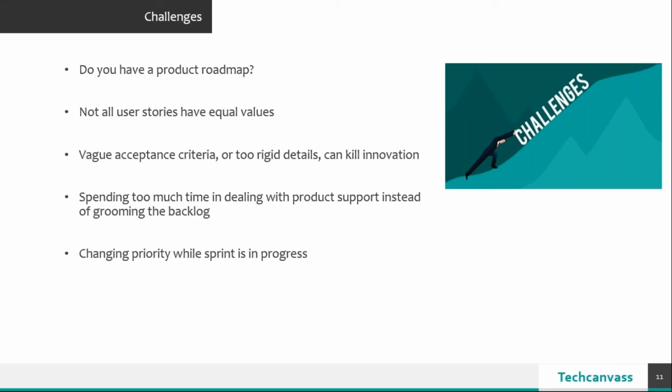Third point here is talking about vague acceptance criteria or too rigid acceptance criteria. So when you write a user story, if the acceptance criteria are very vague and open-ended, there can be a problem of scope creep and over engineering, because the developers working on it can do a lot of over engineering, and this eventually leads to scope creep. Again, if the acceptance criteria are too rigid, just written point wise, it doesn't leave you room for innovation, so you're basically killing the innovation.